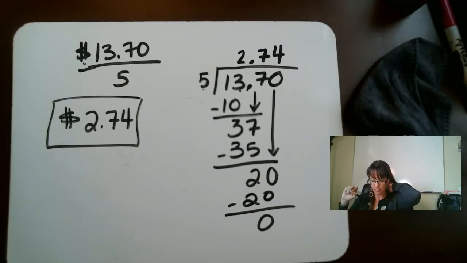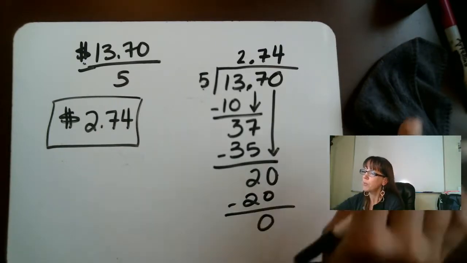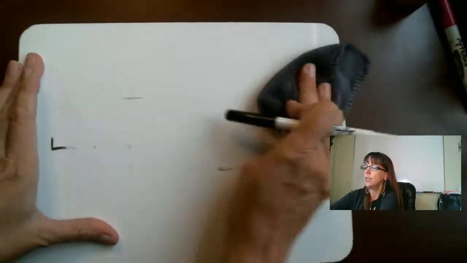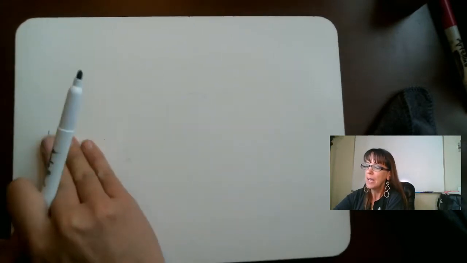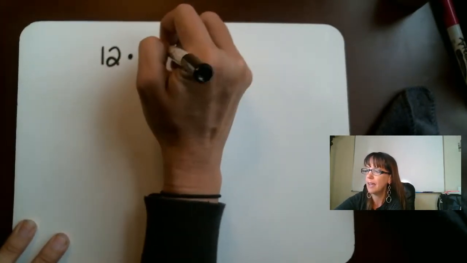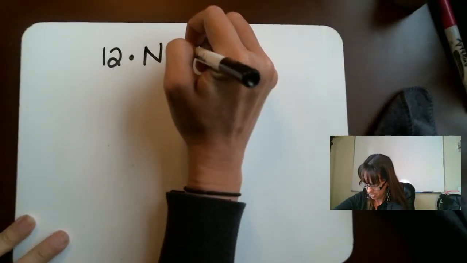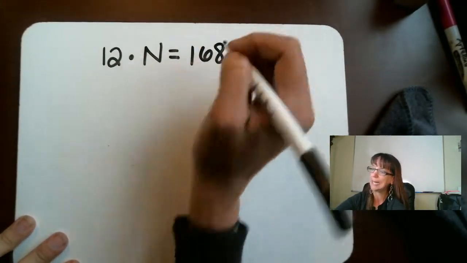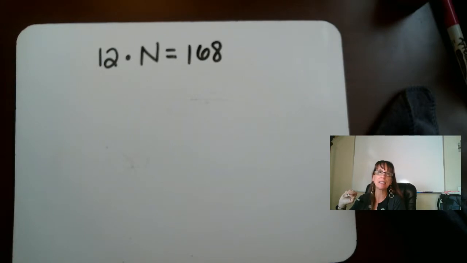Awesome. All right, so in a previous lesson, we talked about addition and subtraction patterns, where if you add one way, you subtract the other. This is also relevant for multiplication, okay? For example, if we have 12 times n equals 168. 12 times n equals 168.